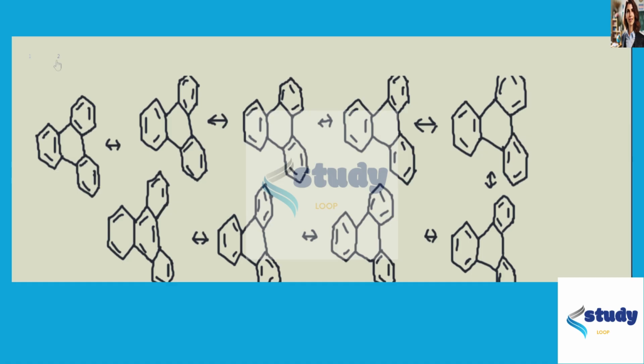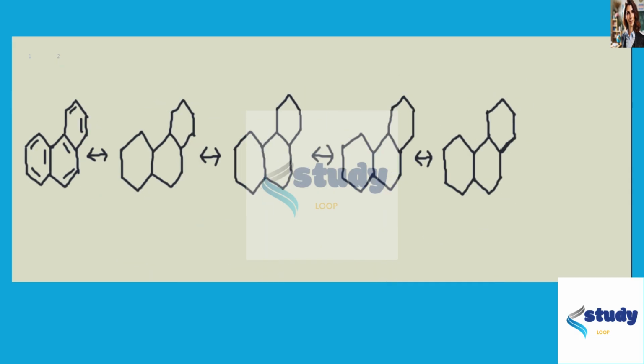So that's triphenylene there. Then here's phenanthrene. Again, I've drawn the first one. For the second one, we're just going to move some bonds around. Then for the third one, it's going to look like this.